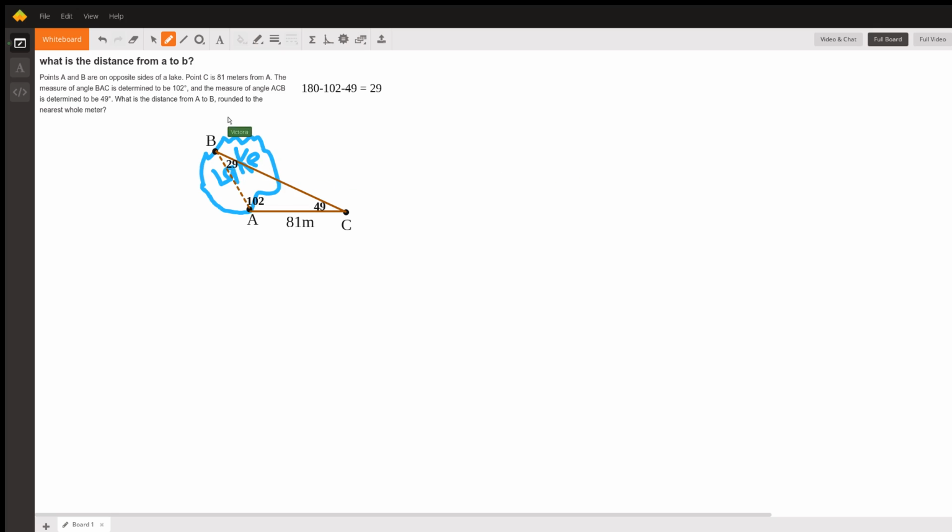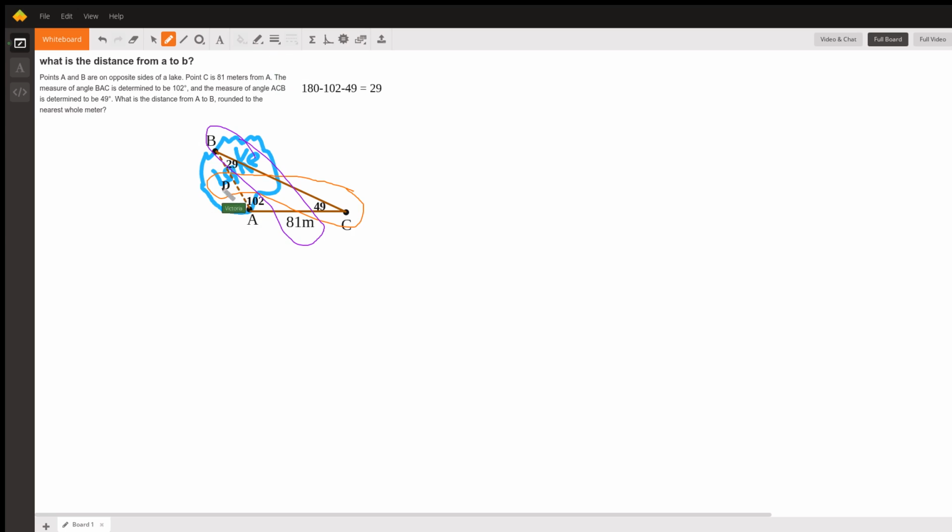Okay, and we're supposed to be finding the distance from A to B. So that would be right here. This distance right here, we'll call it D. So now we can use the law of sines, because if you look, you are given information about an angle and the side across from it. So the law of sines is what will work here.